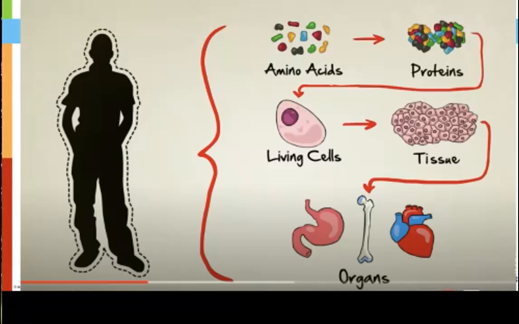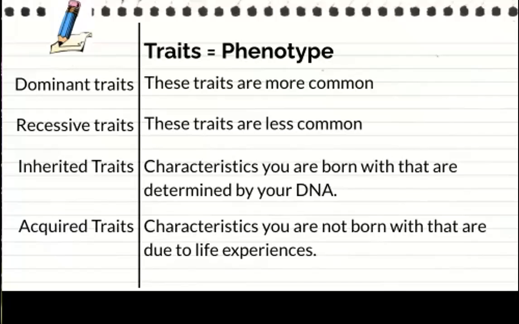When we look at this again, those proteins are what make the traits that we see on the outside, and this is what's called the phenotype, the expressed traits. Some of these might be dominant or more common. Some might be recessive or less common. Some might be passed on from your parents to you through your DNA. That's what we call inherited traits. If it's a trait that you were not born with, it didn't come from your parents, but it came through you actually living life, having different life experiences, then that is what is called acquired traits.